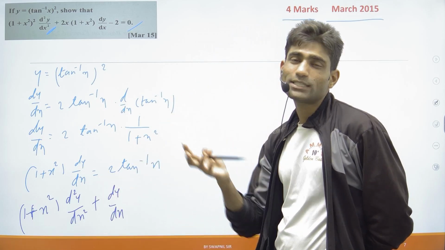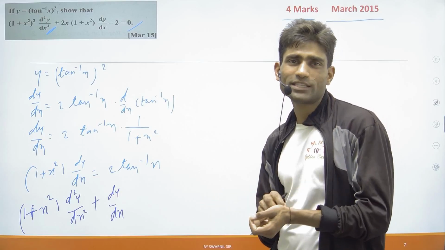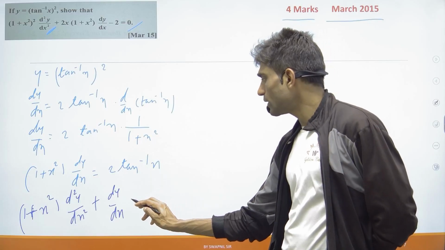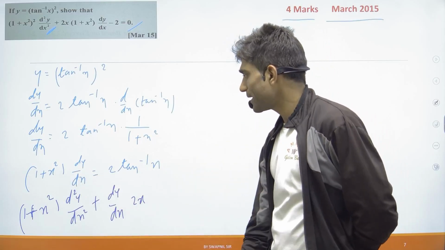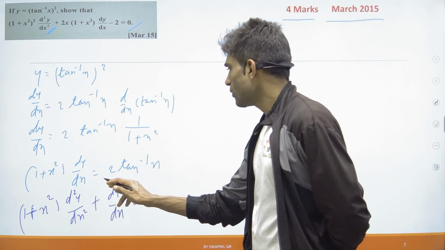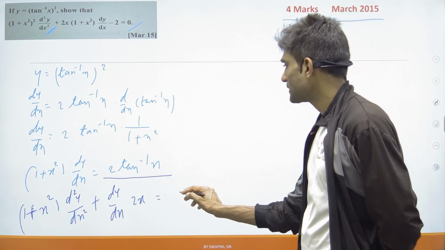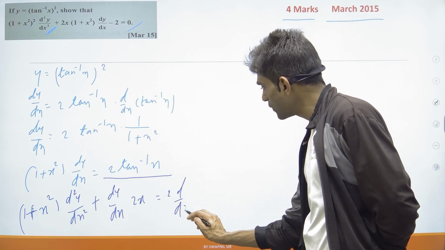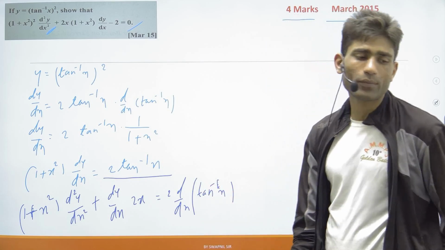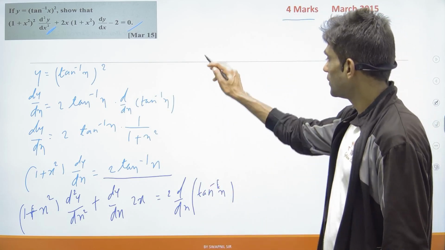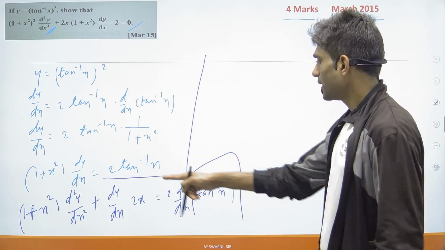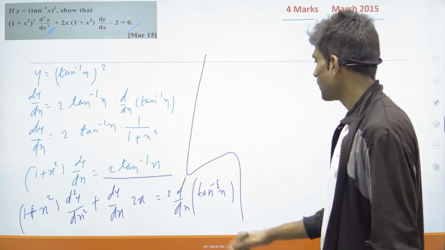When it is a constant term, that means there is no rate of change, so differentiation of the constant 1 is 0, and differentiation of x square is 2 times x. The right side is 2 times d by dx of tan inverse of x. Always remember that we take the constant term out of the bracket to find the required differentiation. So (1 plus x square) d square y by dx square plus dy by dx into 2x equals 2 times d by dx of tan inverse of x.